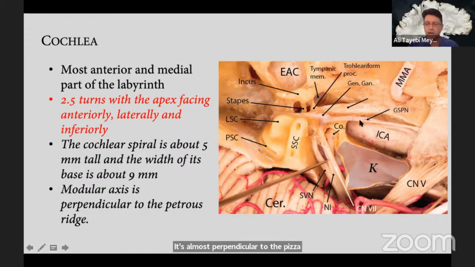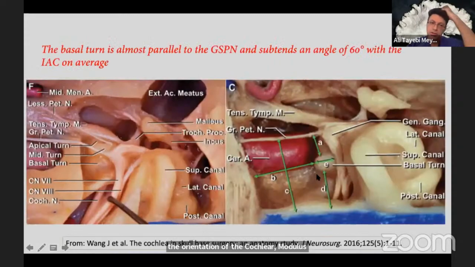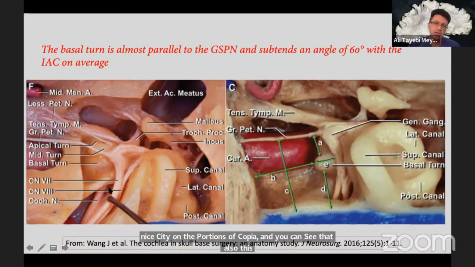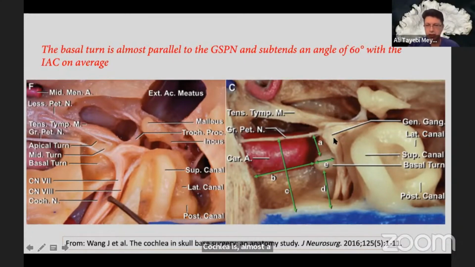So you want to understand this deep anatomy when you're drilling the middle fossa. You want to expose the Kawase triangle, stuff like that. You want to understand where this cochlea is. First, you have to understand the orientation of the cochlea without anything else. So you find the petrous ridge, and you know that the orientation of the cochlear modiolus axis is going to be almost perpendicular to that. Rhoton's group did a very nice study on the importance of the cochlea, and you can see that this cochlea is almost parallel to the GSPN, like almost parallel, not completely.